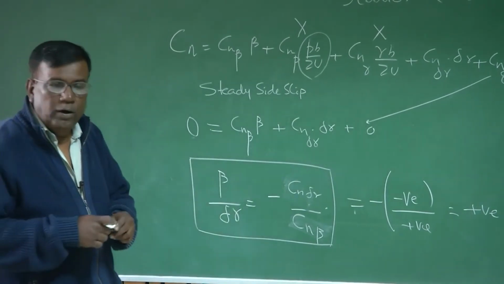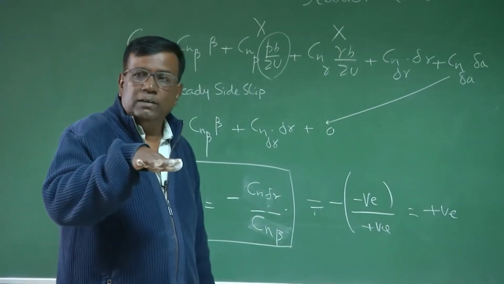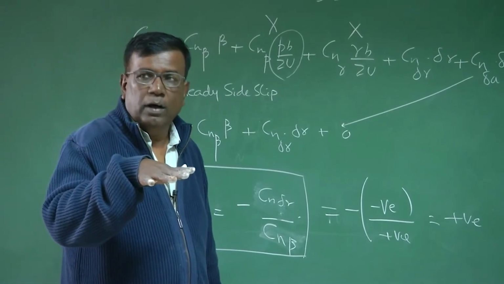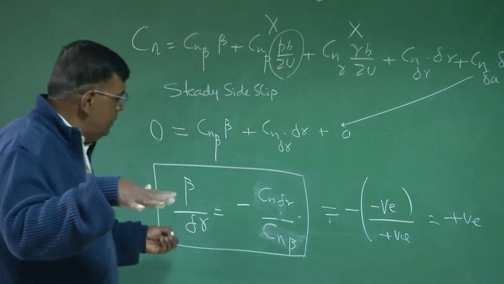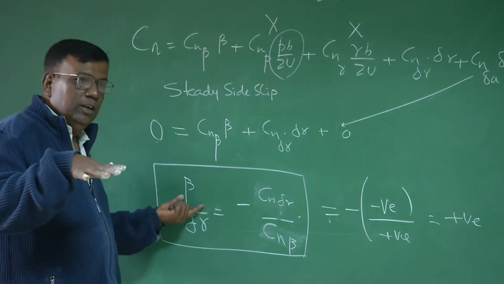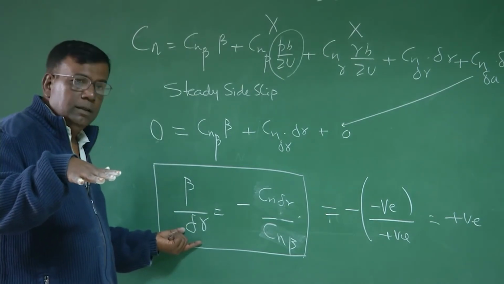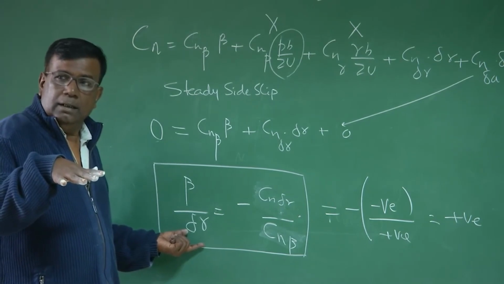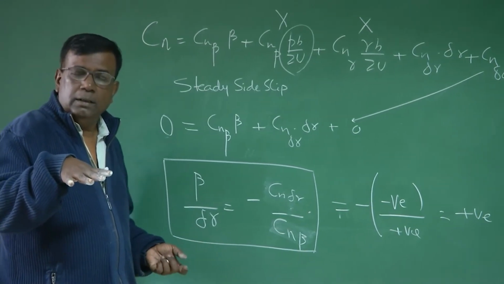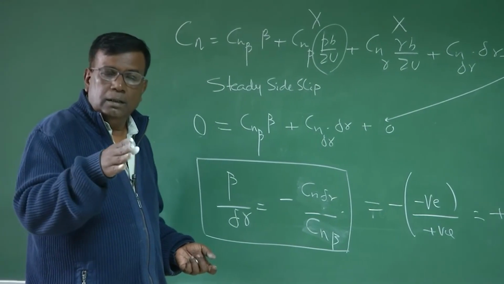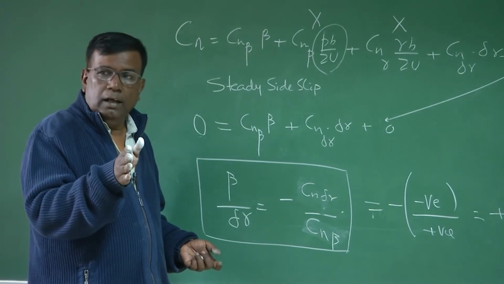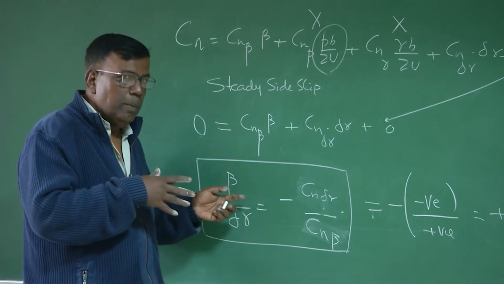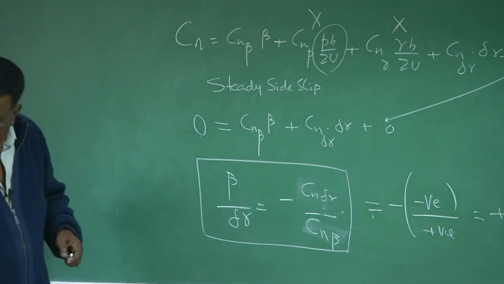Now tell me, if I am flying at beta 0, I want to give a rudder deflection so that I start doing beta. How do I do that? What does it say? If I want a positive beta, I have to give a positive delta R. Right? What is positive delta R? Towards the left. Do you see how this, are you able to extract this? No. Let me, please understand this.